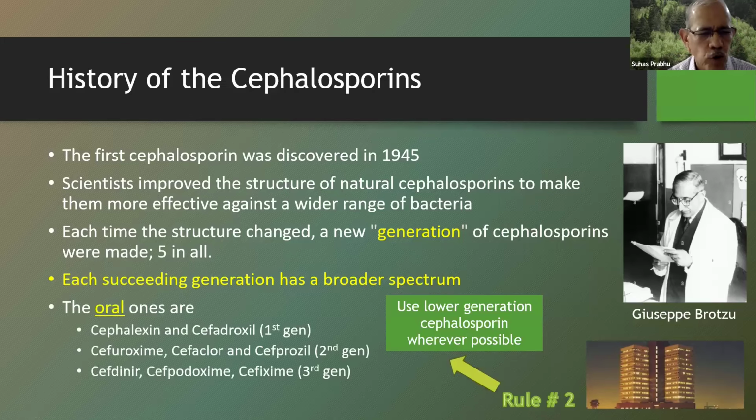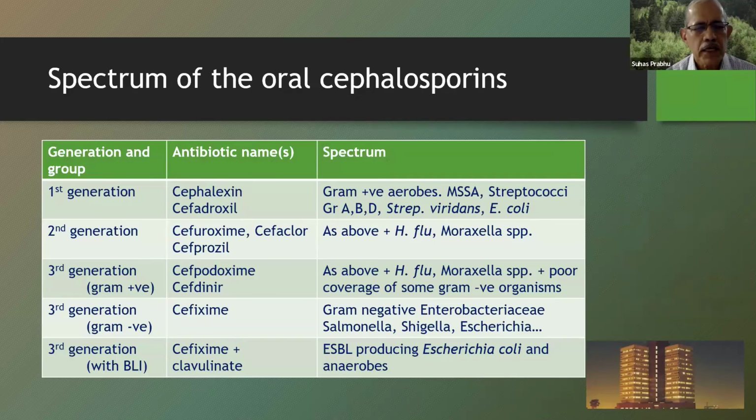Now let's come finally to the oral cephalosporins. What are they? We have cefalexin and cefadroxil, which are first generation. We have cefuroxime, cefaclor, and cefprozil, which are second generation. And we have cefdinir, cefpodoxime, and cefixime, which are third generation. Okay, so let's go ahead now. What is the spectrum of these antibiotics?